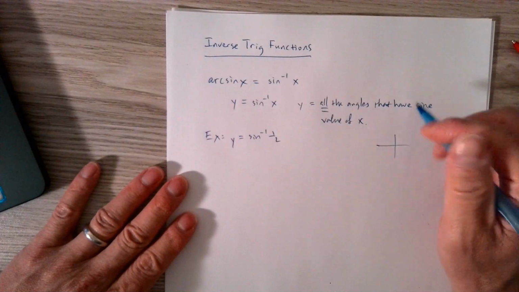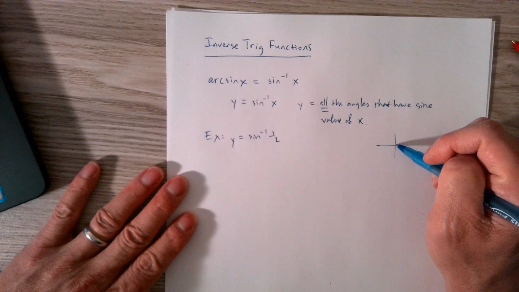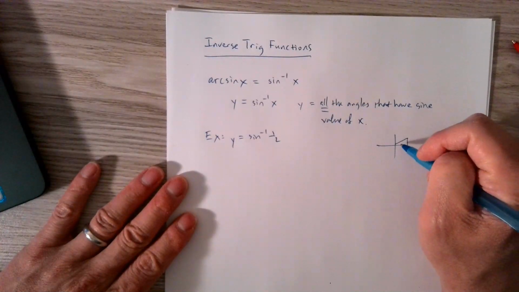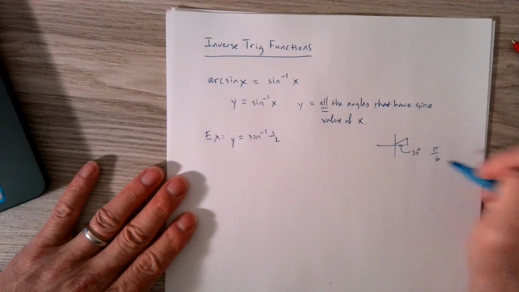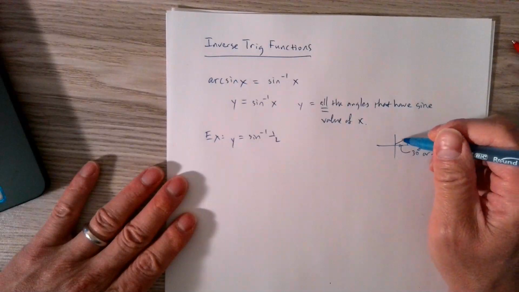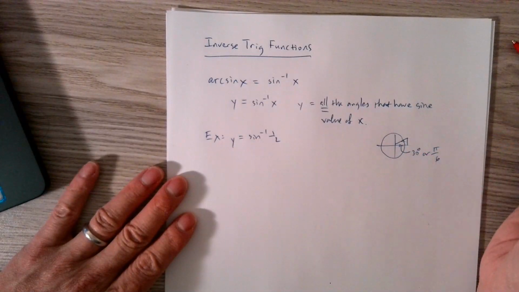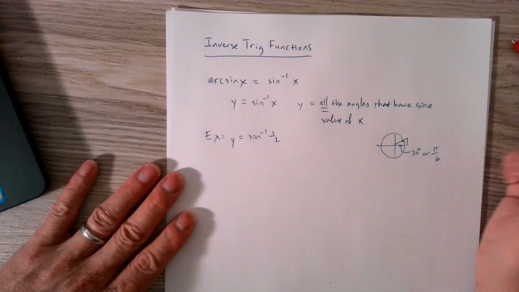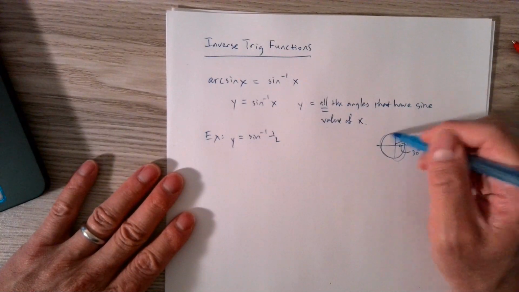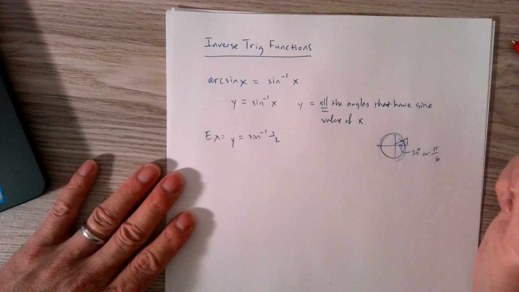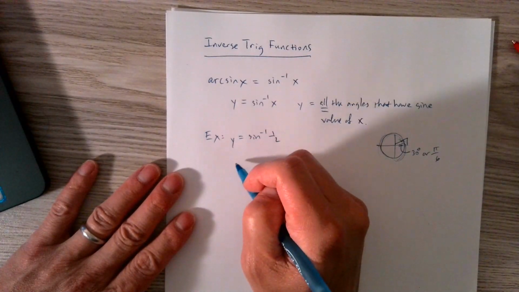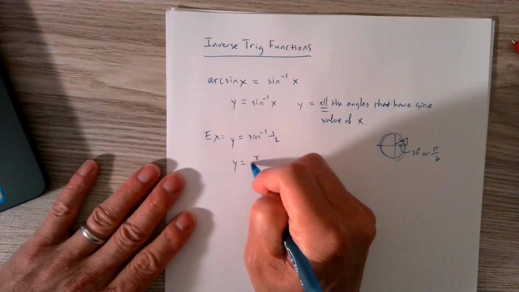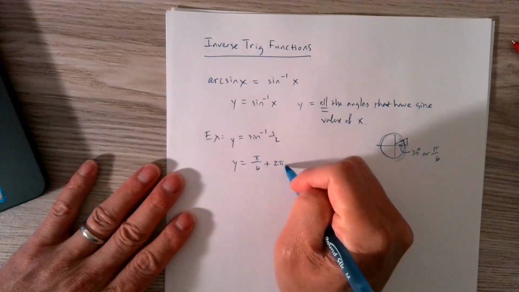The first angle that has a sine of 1/2 is 30 degrees, or pi over 6. But if we go around the unit circle again and stop at the same reference angle, that's another angle that has the same sine value. And if I go around again, there's another. So there's an infinite number of angles that have this sine value of 1/2. So I can summarize all those angles by saying y equals pi over 6 plus 2 pi n.